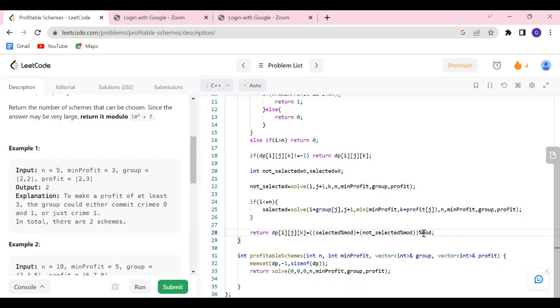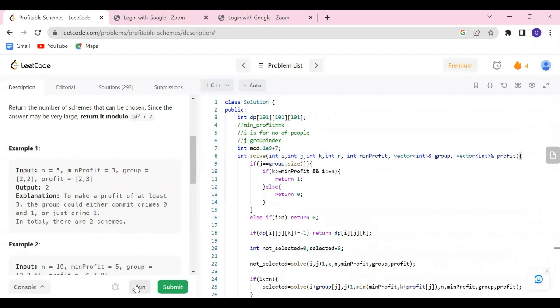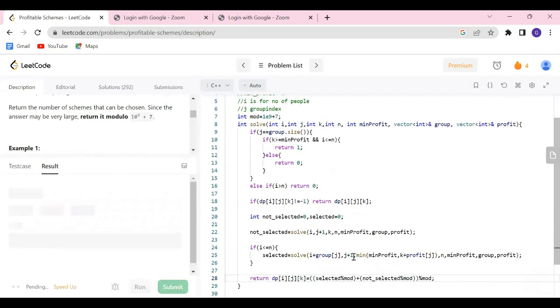Yes, so that's it for this question. So let's run the question. I hope you understand this minimum of minimum profit, comma k plus profit. We need minimum profit here to compare. If it is greater than minimum profit, we can consider it as minimum profit. But if the value of k is less than minimum profit, then we have to take that value only. Once it crosses the minimum profit, we can consider it as minimum profit, because it can be anything beyond minimum profit, but our concern is only that lower limit.